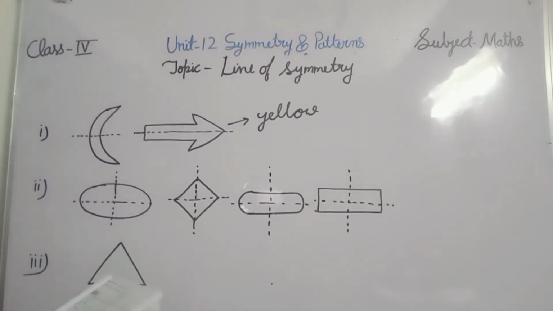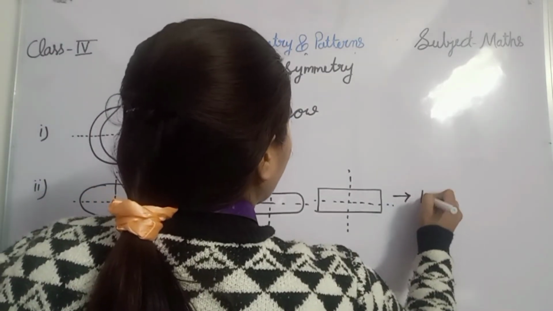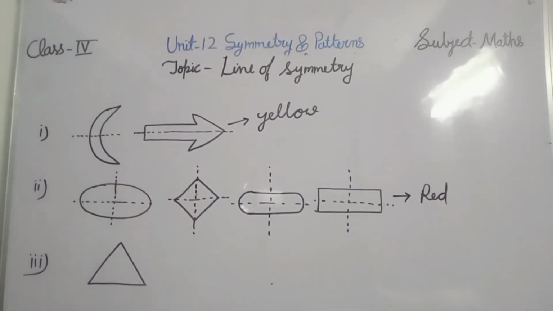So these shapes you have to color with red color. Yes, these shapes you have to color with red. You can draw two shapes or three shapes, or you can draw four shapes.